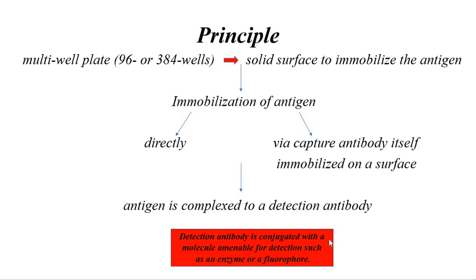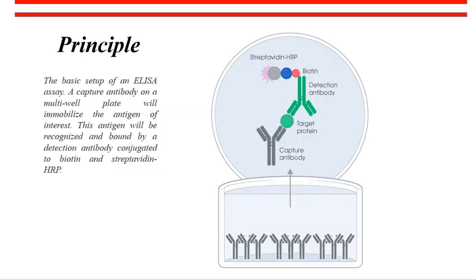The detection antibody is conjugated with a molecule amenable for detection, such as an enzyme or a fluorophore. The enzyme or fluorophore is also known as a reporter molecule. Here the basic setup of an ELISA assay is shown. This is a single well of a multi-well plate, and the solid surface of this plate is used to immobilize the antigen by immobilizing the capture antibody.